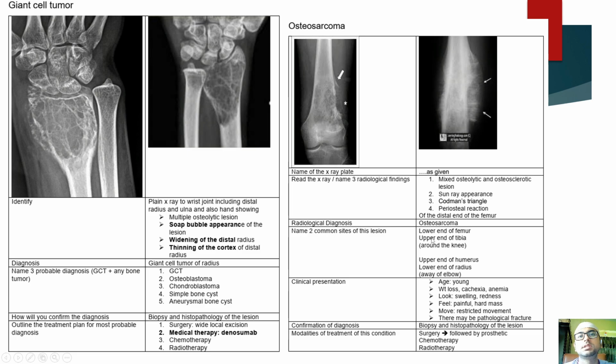And the common sites are the lower end of the femur, upper end of the tibia, upper end of the humerus and lower radius. That means the metaphyseal region. And the clinical presentation in the young: weight loss, cachexia, anemia, swelling and redness, restricted movements, and also maybe pathological fractures. So surgery followed by prosthesis, chemotherapy and radiotherapy.